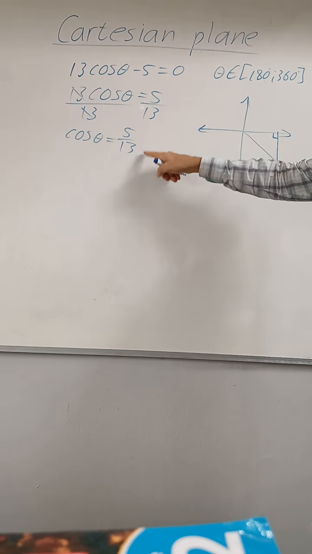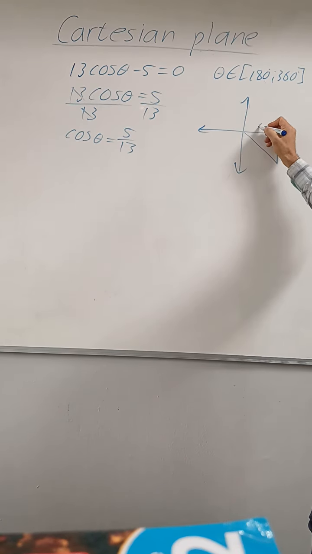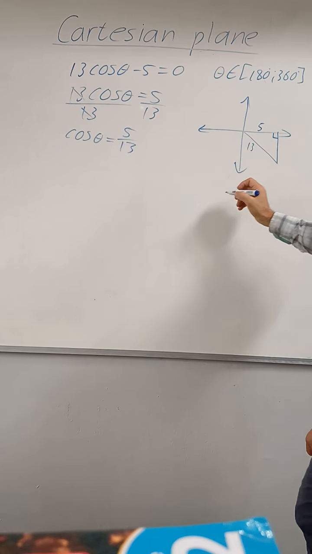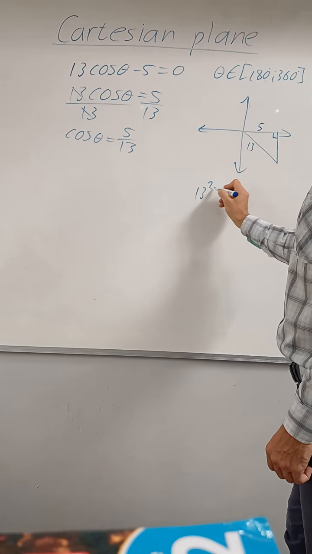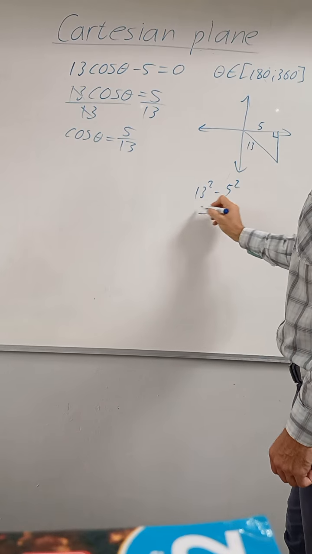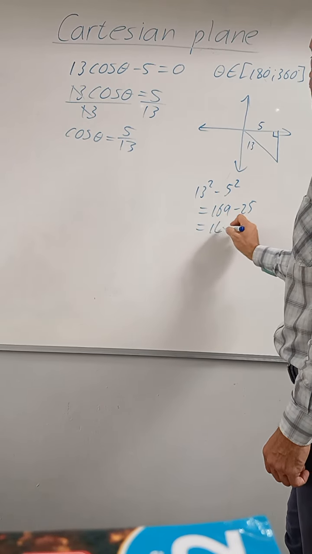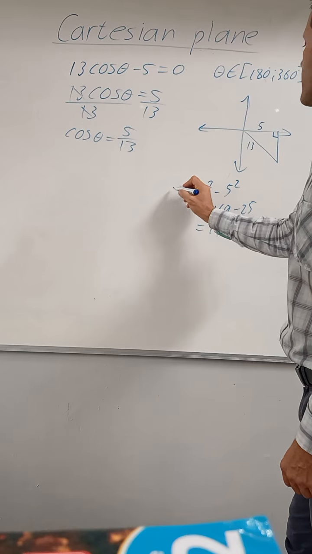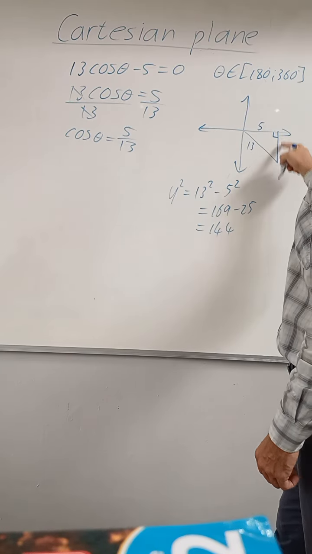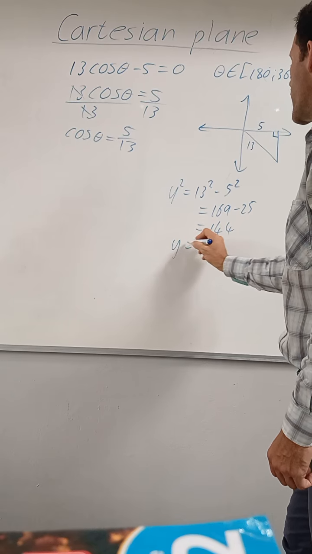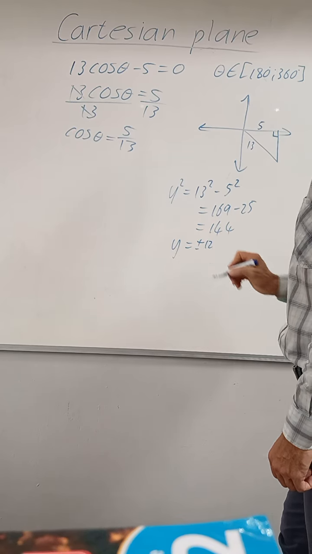So then adjacent over hypotenuse. And then if you use Pythagoras, you're going to see that 13 squared minus 5 squared, which is 169 minus 25, is 144. So let's say y squared for this side is equal to this. And then you can say therefore y would be plus or minus 12.